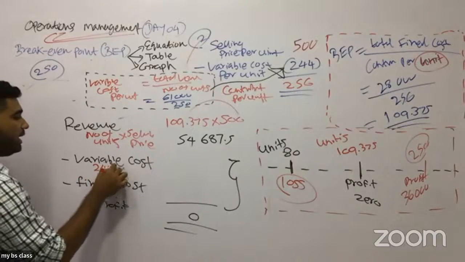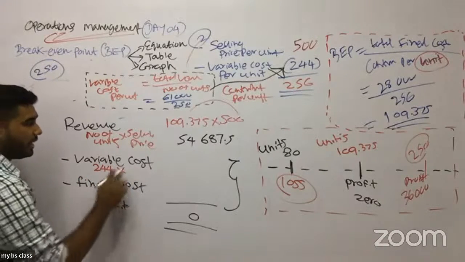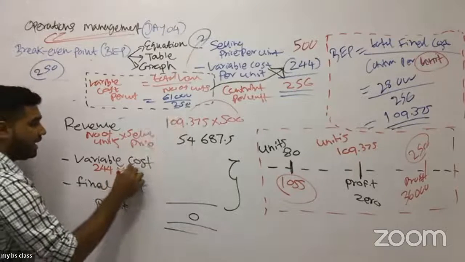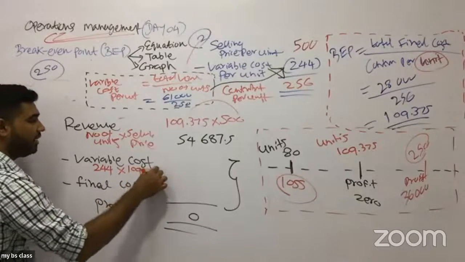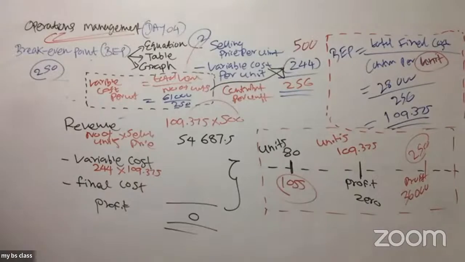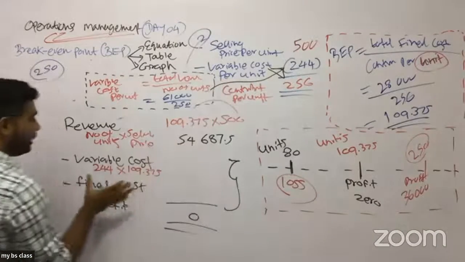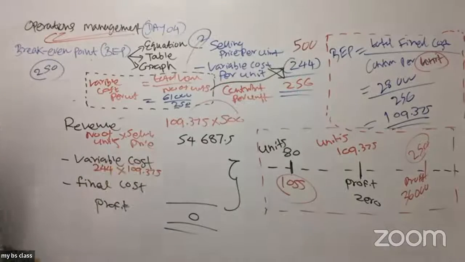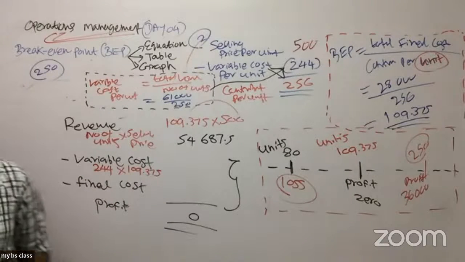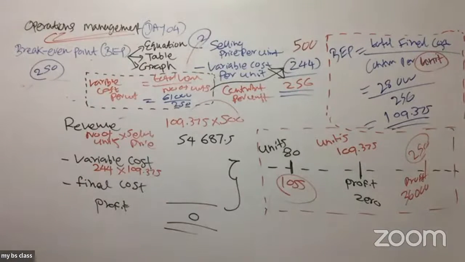244 into the number of units, 109.375, right? So this is your total variable cost. Variable cost per unit into number of units. 244 into 109.375.